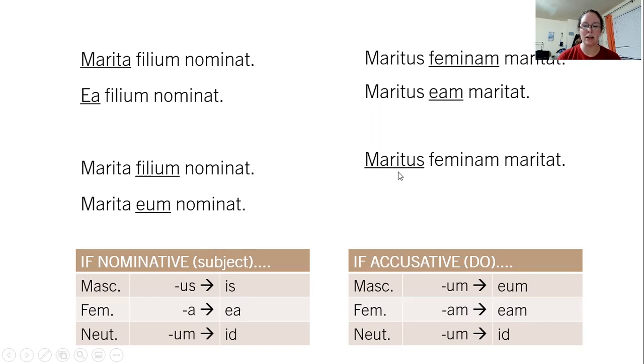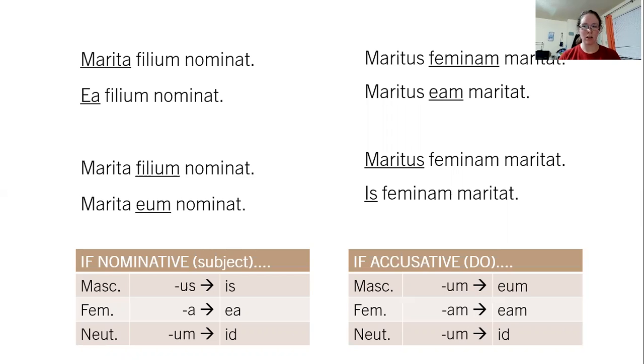One more on this slide. Maritus feminam maritat. Words that end in us, there's only one option: words that end in us go to is. So maritus feminam maritat, the husband marries the woman. Is feminam maritat, he marries the woman.